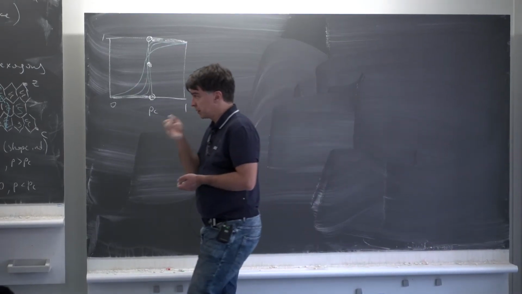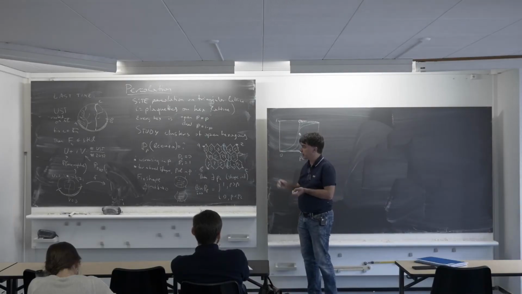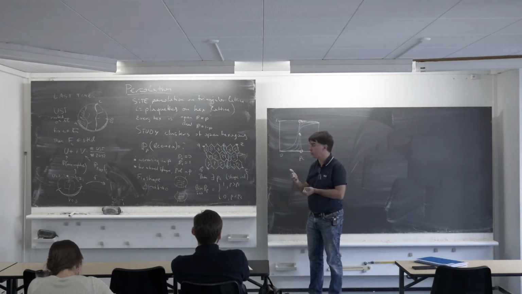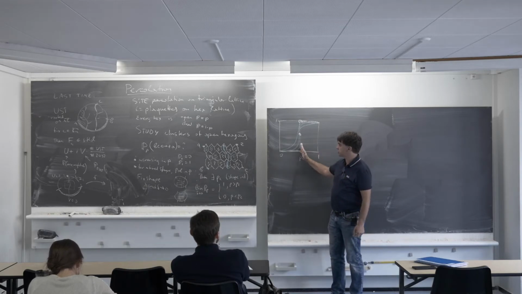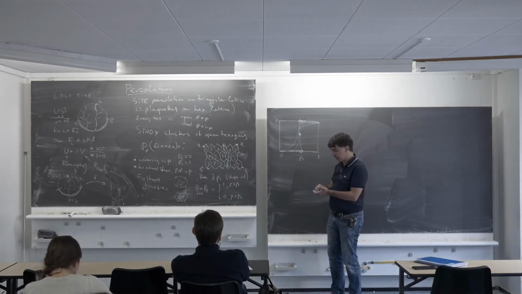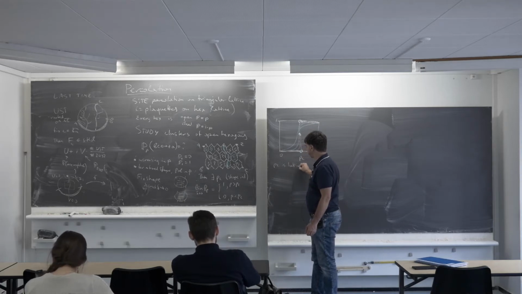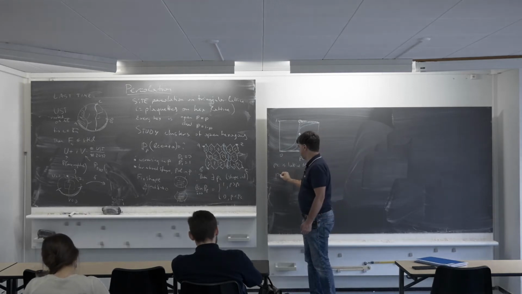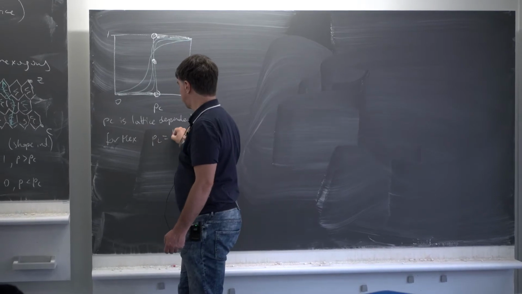For example, if you have a city and you want to drive through, and there are roadworks at every intersection with some probability P. When you increase P, with small P you can still drive through. For large P, it's completely closed, but this change just happens at one value PC. So PC is lattice dependent. For the hex lattice, PC is equal to 1/2.